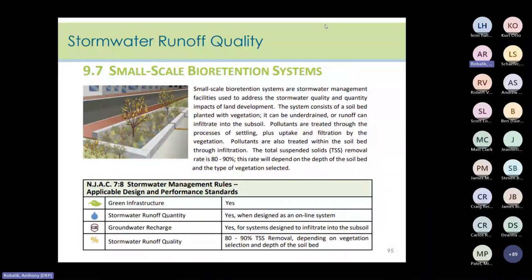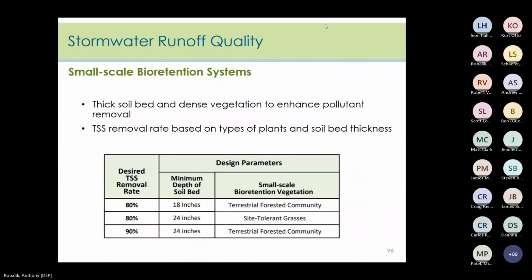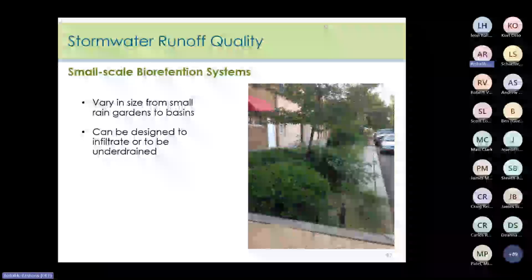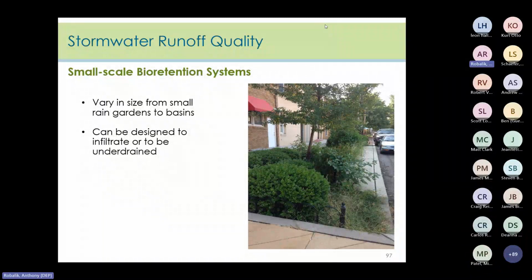So bioretention systems provide more variability to address the rule requirements and are very commonly used. Shown here is the summary page from the BMP manual for the chapter on small-scale bioretention systems. Small-scale bioretention systems rely on healthy, dense vegetation, and the type of vegetation and thickness of the planting bed determine the TSS removal rate. So rain gardens are a type of small-scale bioretention system and are encouraged under the new rules. There are even types with underdrains to help facilitate drainage, and this is a common option for more urbanized settings.